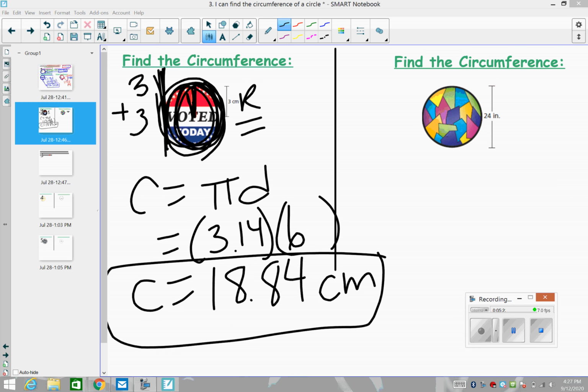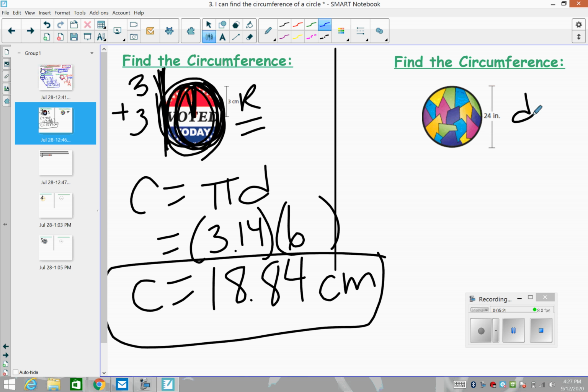So the next problem would be this problem here. The diameter is 24. The distance across is 24, which means it's really like a 12 plus a 12 all the way across. Now, when I need a circumference, I'll just use pi d. So we go 3.14, the approximation for pi, multiplied by the diameter, the distance across, which is 24.